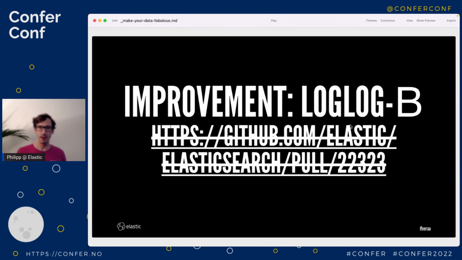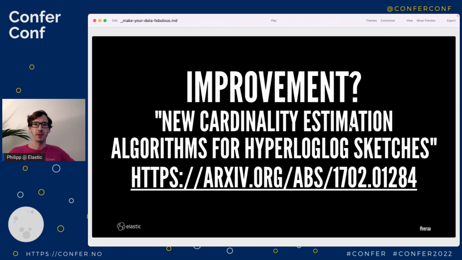There was, by the way, an improvement that was called LogLog-Beta. We tried to implement it. It didn't make any improvement, so we threw it out again. There is a new paper that's called HyperLogLog Sketches.